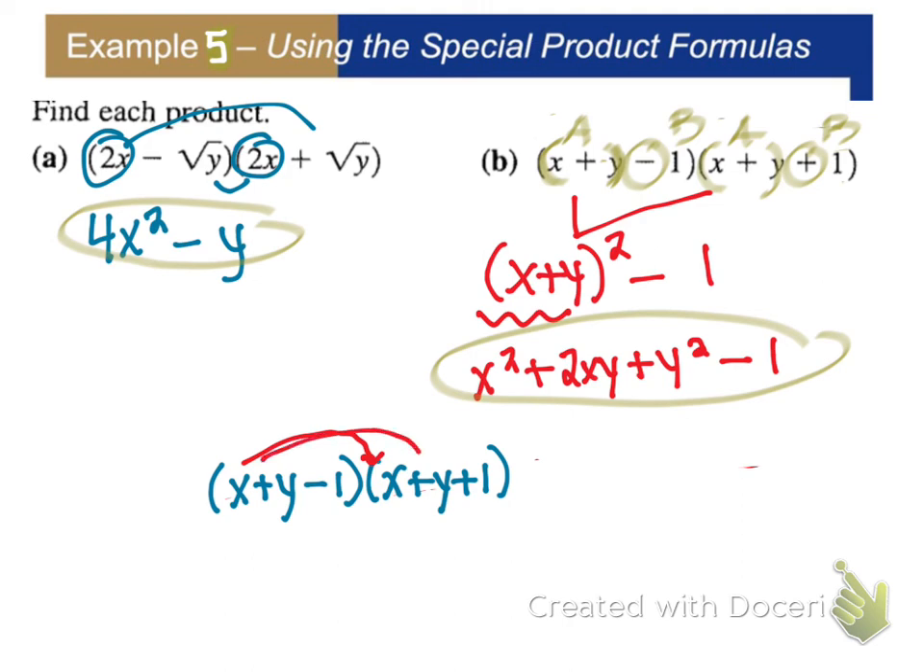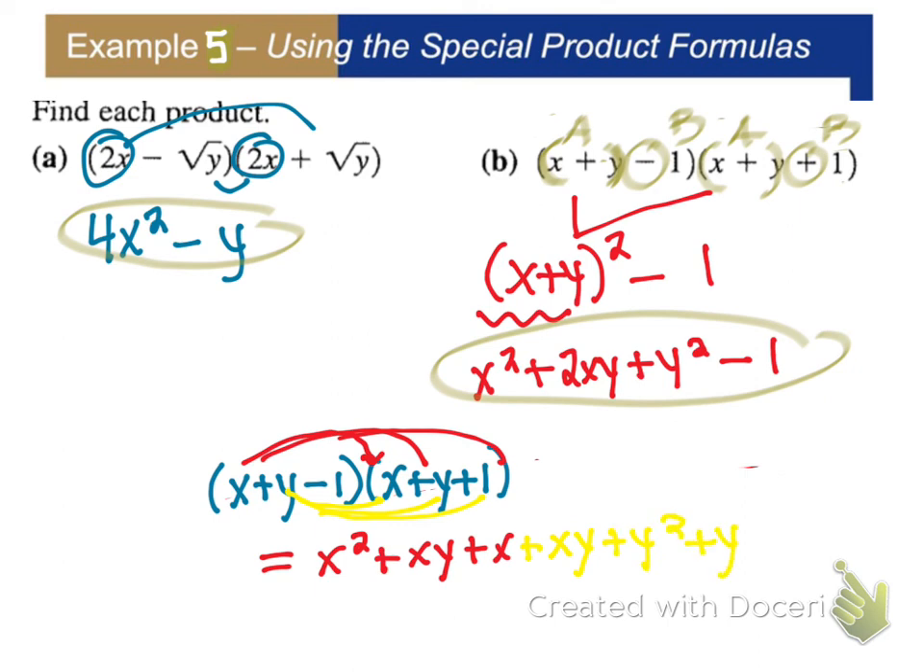If I take the x and I distribute it through, I'm going to have x times x, which is x squared, x times y, which is xy, and x times 1, which is x. Next, I'm going to distribute the y through. So y times x is xy, y times y is y squared, and y times 1 is y. And then I'm going to distribute the -1 through. So -1 times x is minus x, -1 times y is minus y, and -1 times 1 is minus 1.